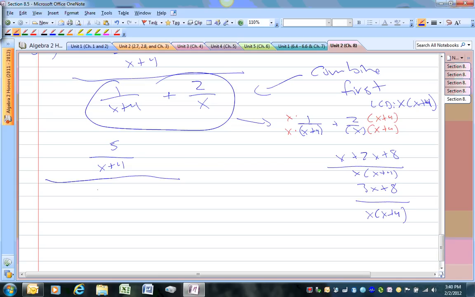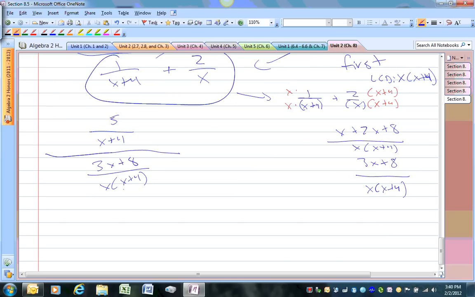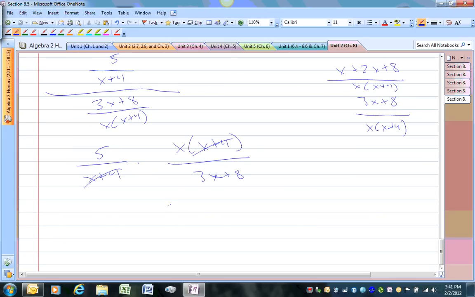So now we bring it back in. So we cleaned up the bottom part. Now flip over the bottom fraction. And now it becomes kind of like the problems we did during block 1 of this week. Gone, gone. And so final answer is just 5x over 3x plus 8.